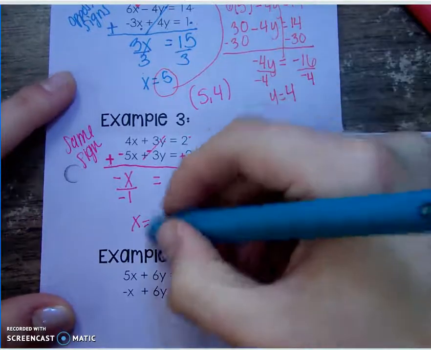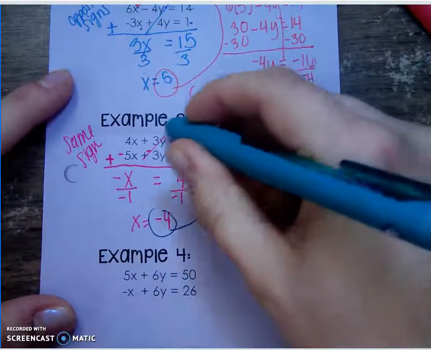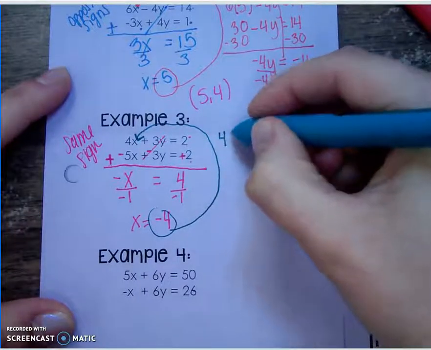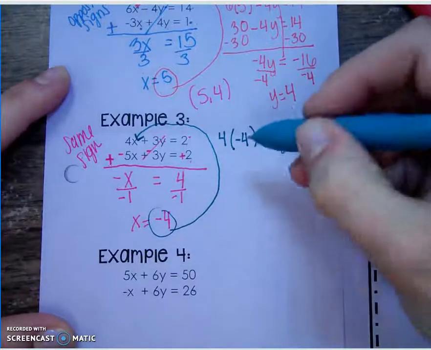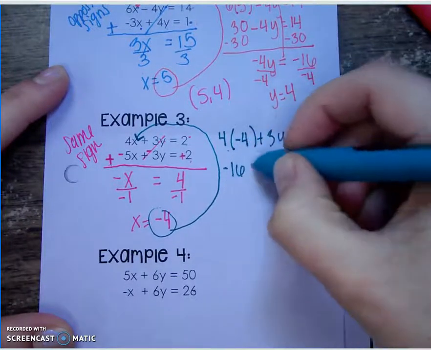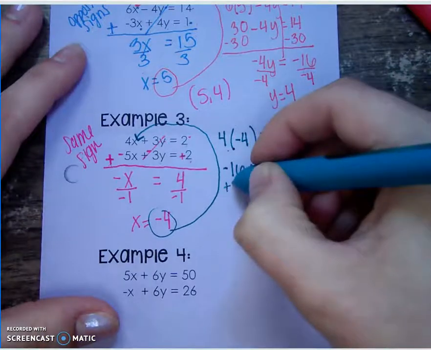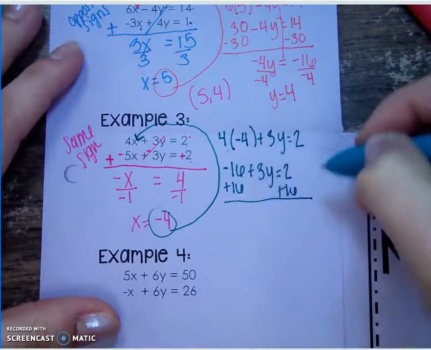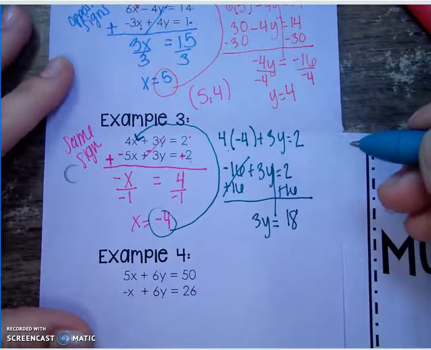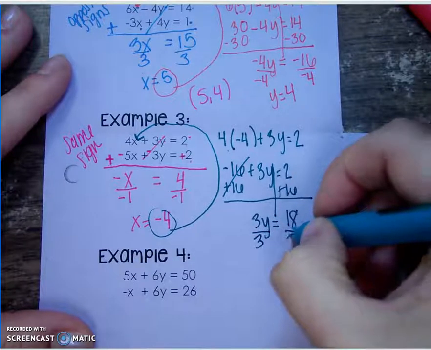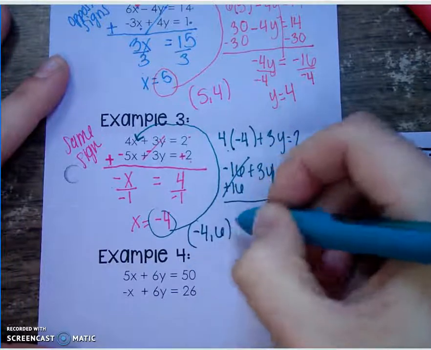Plug that back into either original equation. Let's put it into the top one. Going in for x, so 4 times negative 4 plus 3y equals 2. Distribute the 4. Negative 16 plus 3y equals 2. Add 16 to both sides. I'm left with 3y equals 18. Last step, divide both sides by 3. y equals 6. (Negative 4, 6) is my solution.